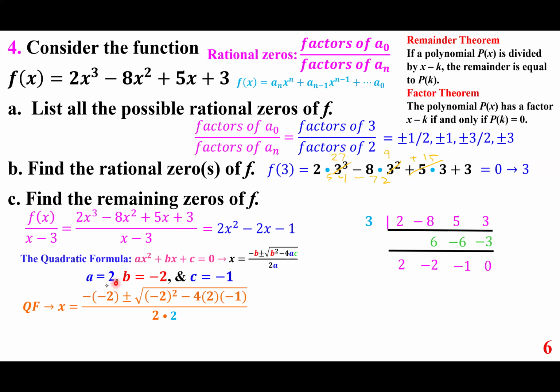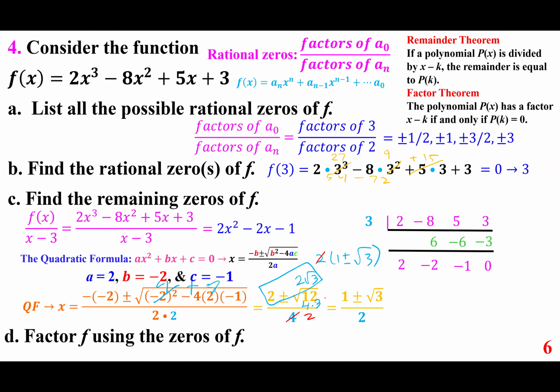So this is positive 2, this is positive 4, this is positive 8, 4 and 8. This is 4, this is 8, so that gets 12. 12 is 4 times 3, so this is 2 square root of 3, and this 2, we can factor the 2 out, we get 1 plus minus square root of 3. So the 2 goes away, 4 becomes 2, 1 plus minus square root of 3 over 2.